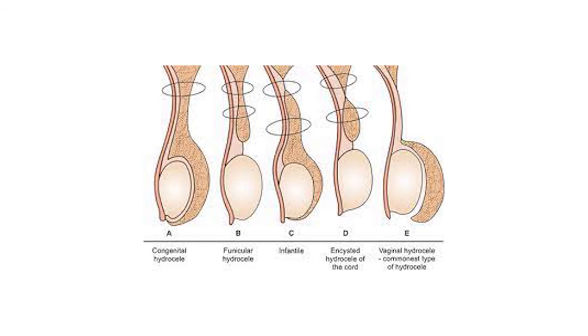Fourth is the encysted hydrocele of the cord, where the lower and upper poles of the cyst are both closed and the fluid is collected in the lumen. That's why it is the encysted hydrocele of the cord, and this fluid filled water bag lies parallel with the cord. That is why it is called the encysted hydrocele of the cord. And the last is the vaginal hydrocele, that is the commonest type of the hydrocele.